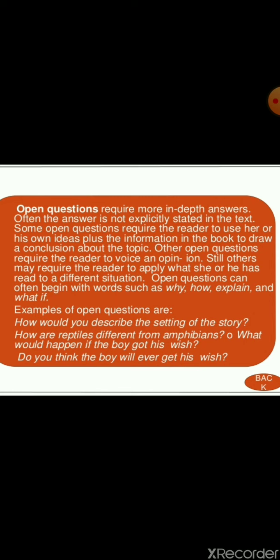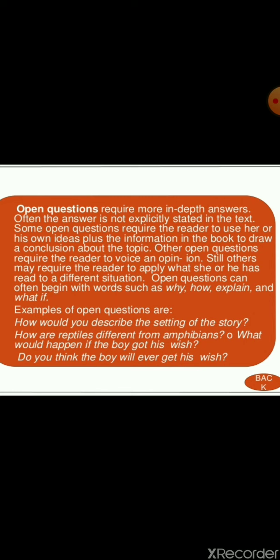Some open questions require the reader to use her or his own ideas as well. Some of your own opinions plus the information in the book to draw a conclusion about the given topic. Other open questions require the reader to voice an opinion. You need to make your own opinion here as well. Still others may require the reader to apply what she or he has read to a different situation. Open questions can often begin with words such as why, how, explain, and what if. Means you need to put reason-based, detailed, descriptive answers.